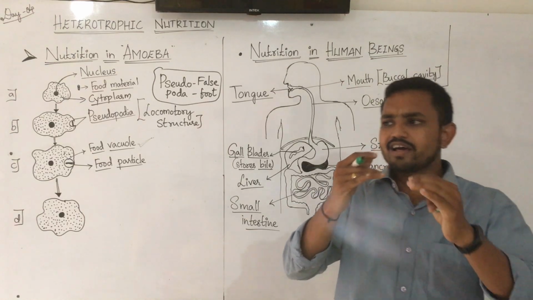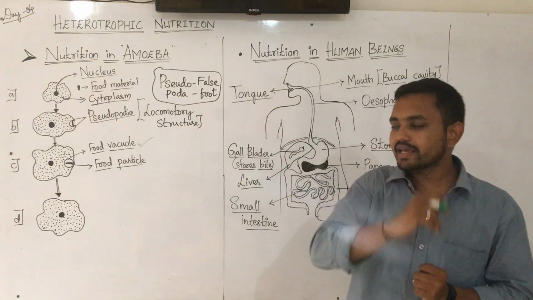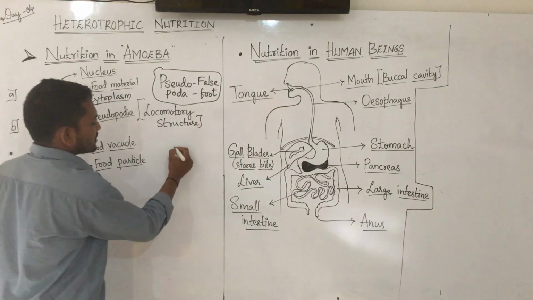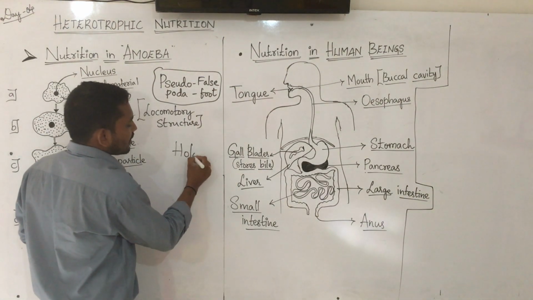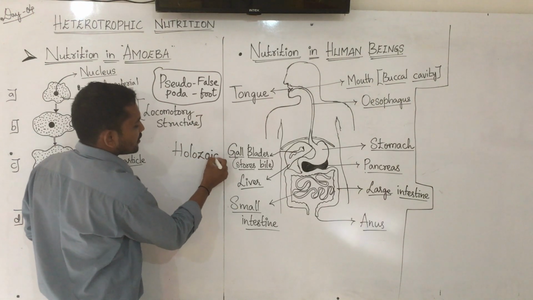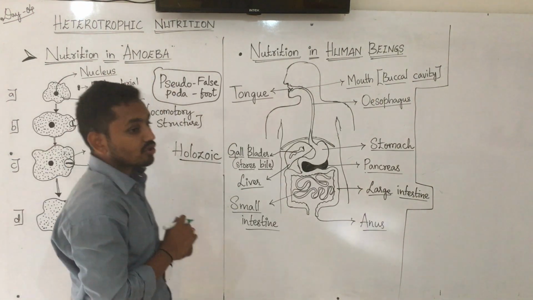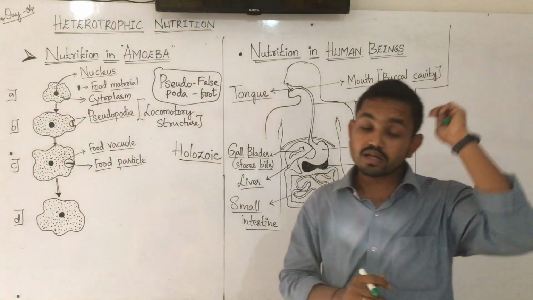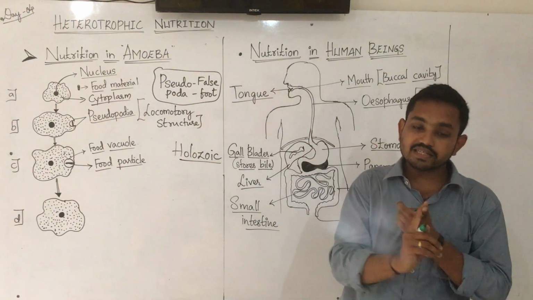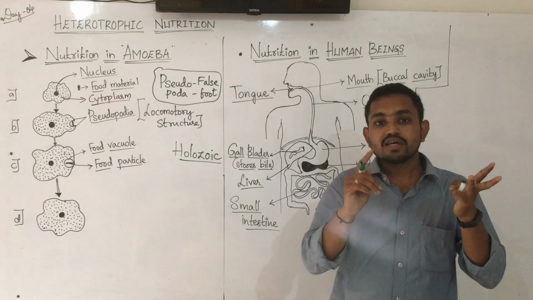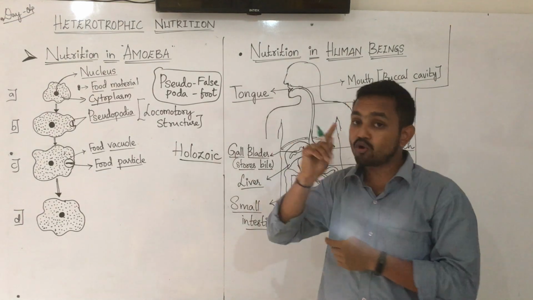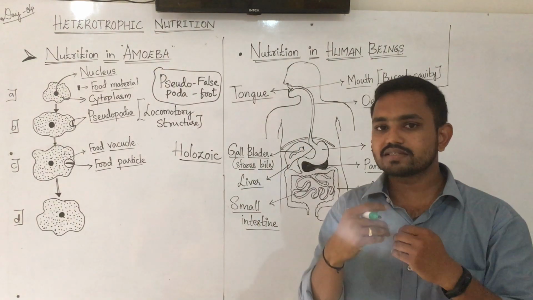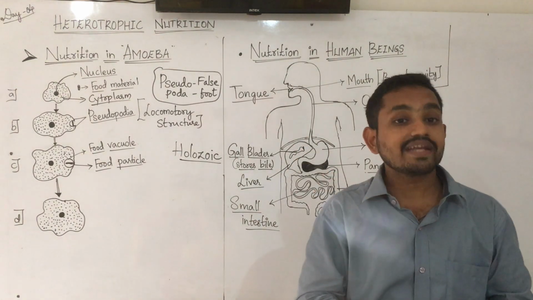So in a simplified manner, amoeba shows holozoic nutrition, which is a type of heterotrophic nutrition. I have discussed two to three different types in the earlier class: parasitic, symbiotic, saprophytic, like that, and holozoic. Holozoic means whatever food is taken, internal digestion takes place.